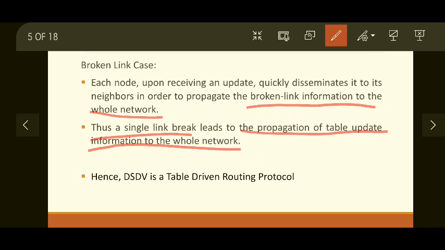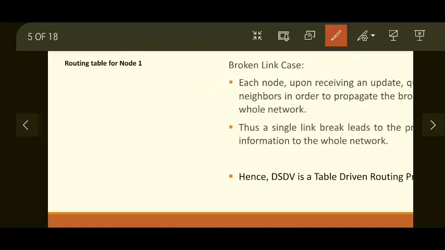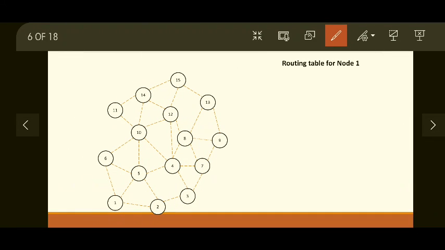So all in all, we can say that DSDV is a table driven routing protocol, because every node has to maintain a table and deliver packets according to the entries in the table. Okay, so how will this protocol work after a link is changed or broken? Let's see that example. This is the same network that we have seen previously.